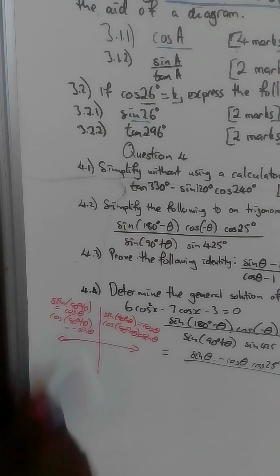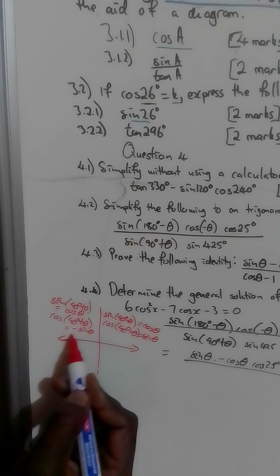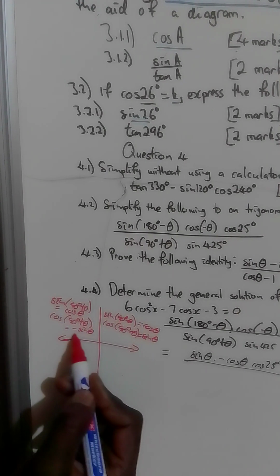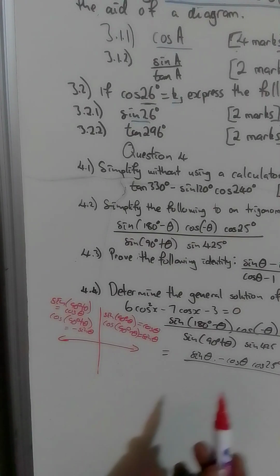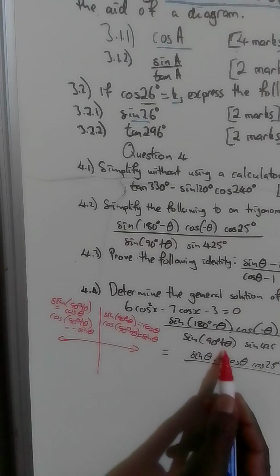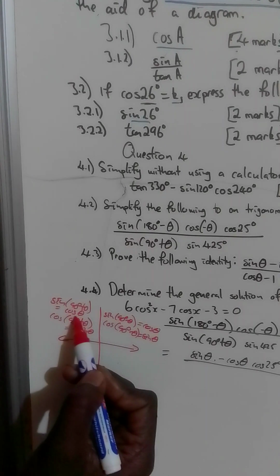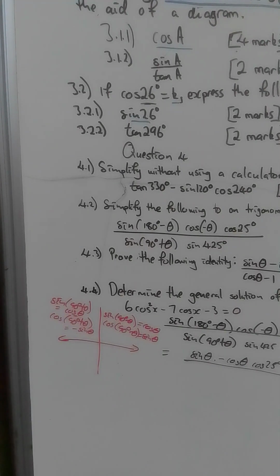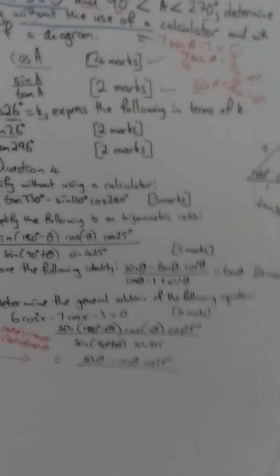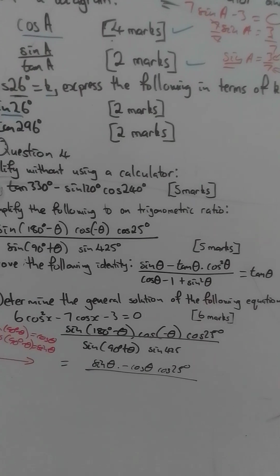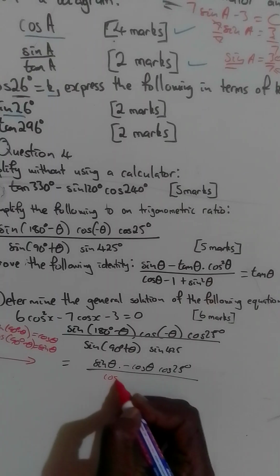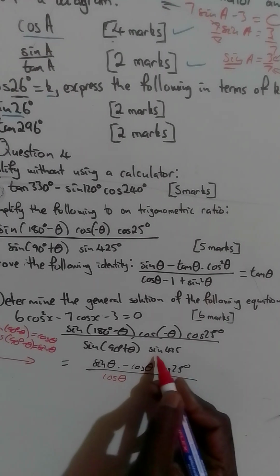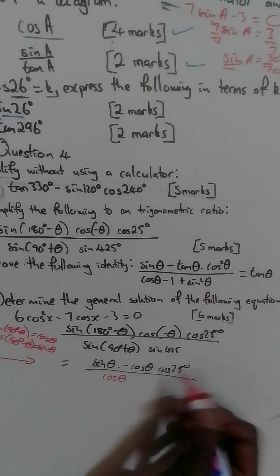If I'm given cos, open bracket, 90 degrees plus theta, then I turn this to a negative sine theta. Why do I turn it to a negative sine theta? Because in this quadrant number 2, cos is not positive, it is negative, right? So if here on my question here, I'm having sine 90 plus theta, it means I must turn it to a cos theta. So that's what I'm going to do. They are called co-ratios or co-functions. So now I turn it into a cos theta multiplied by sin 425.